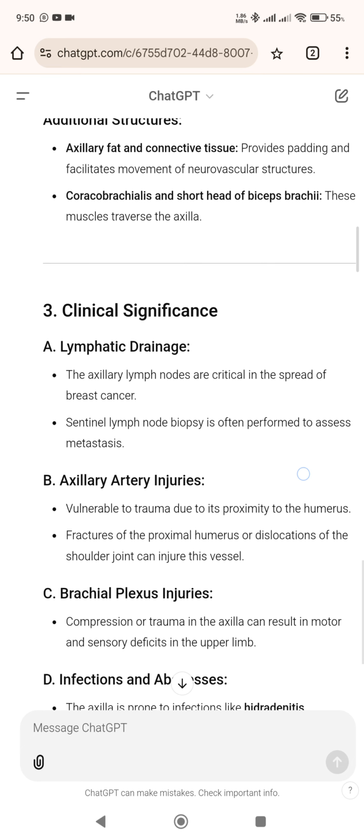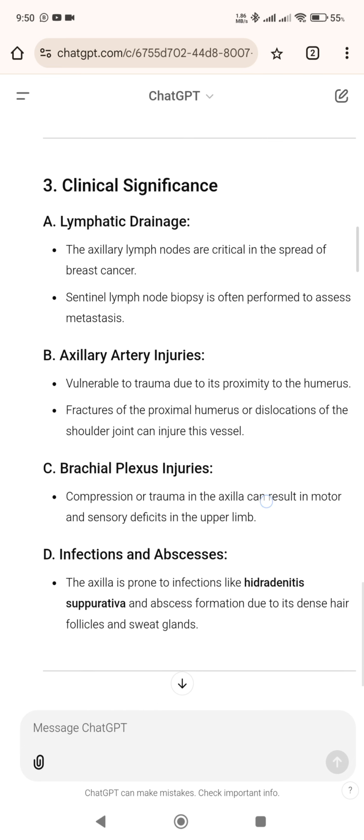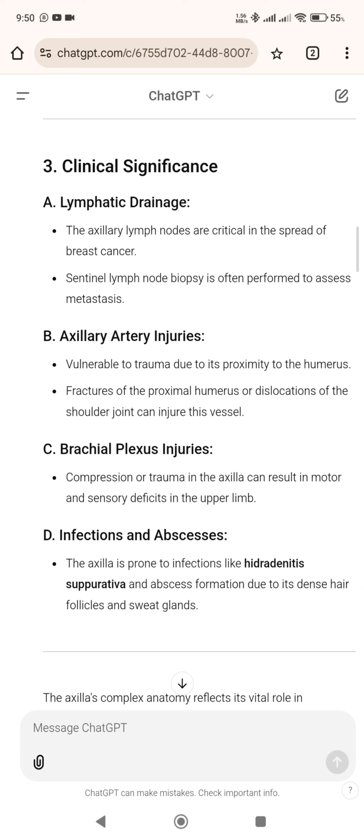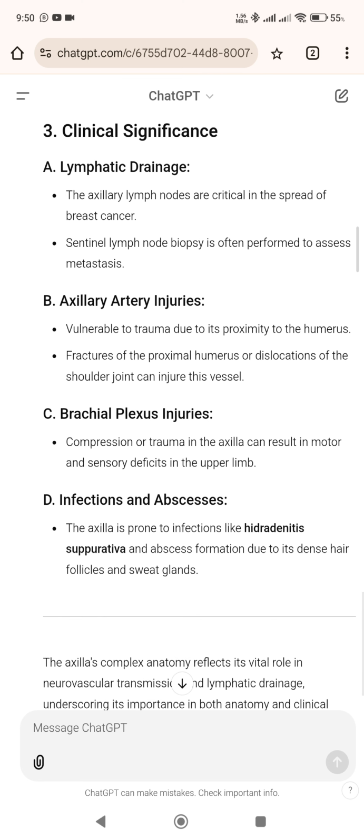Clinical significance. A. Lymphatic drainage. The axillary lymph nodes are critical in the spread of breast cancer. Sentinel lymph node biopsy is often performed to assess metastasis. B. Axillary artery injuries. It is vulnerable to trauma due to its proximity to the humerus. Fractures of the proximal humerus or dislocations of the shoulder joint can injure this vessel.